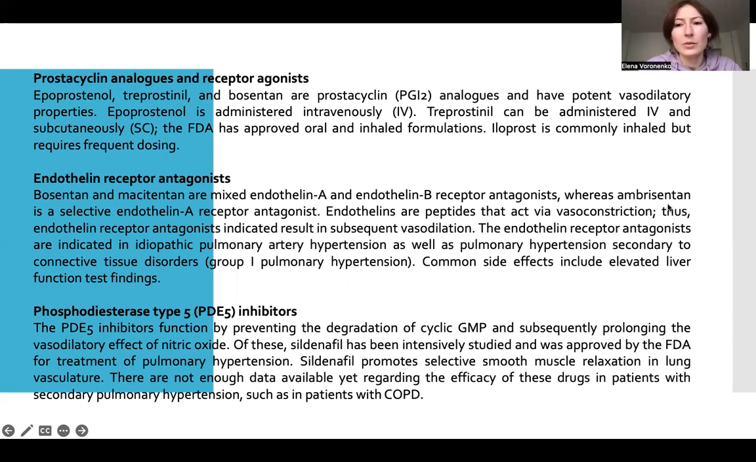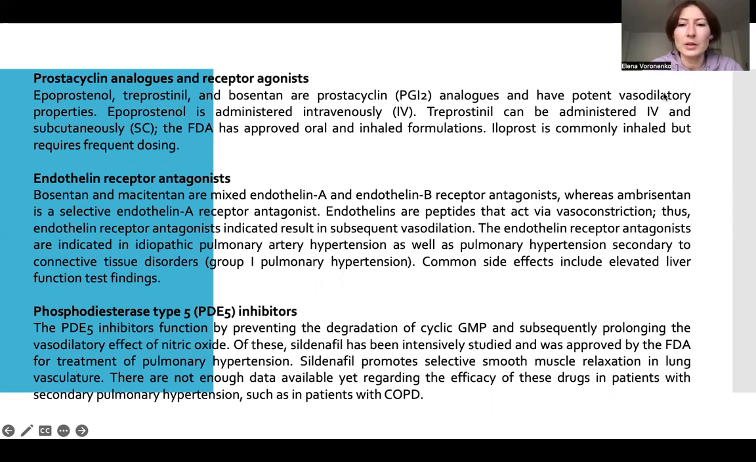Treprostinil can be administered intravenously and subcutaneously. The FDA has approved oral and inhaled formulations. Iloprost is commonly inhaled but requires frequent dosing. Bosentan and macitentan are mixed endothelin A and endothelin B receptor antagonists, whereas ambrisentan is a selective endothelin A receptor antagonist.